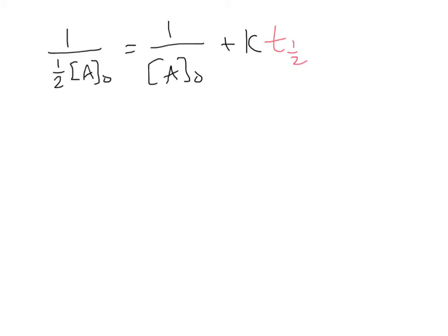How can we do that? Well, a few steps of algebra here. First of all, we've got 1 over a half, and we know that 1 over a half is the same thing as 2 over what was on the bottom.